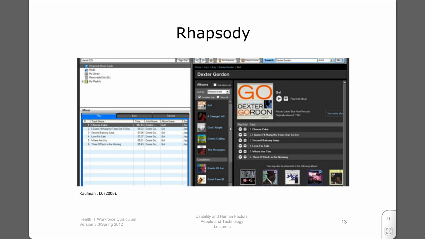There are many other examples of systems that are reasonably well designed. This is a common music player. It's a slightly older version, but it has a really nice layout to it. And it's very easy to use, very intuitive to learn.